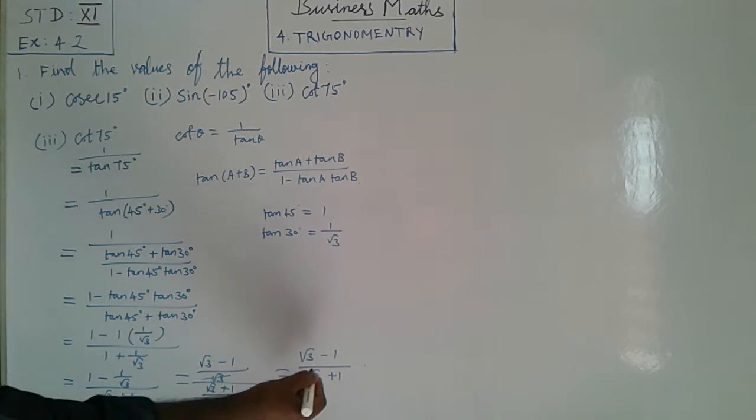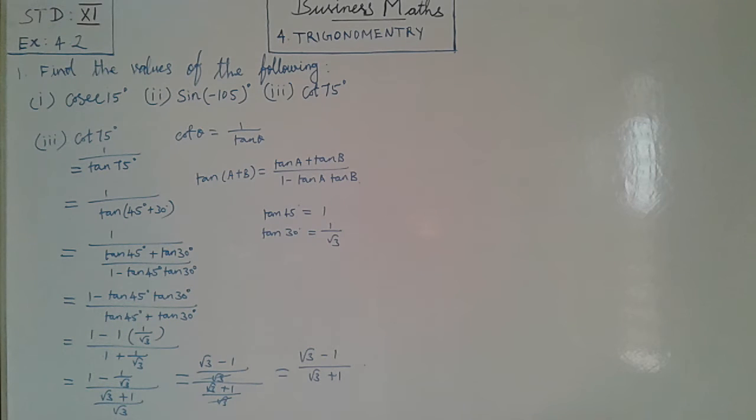Cot 75 degree is what? Root 3 minus 1 divided by root 3 plus 1 is the answer. That's all.